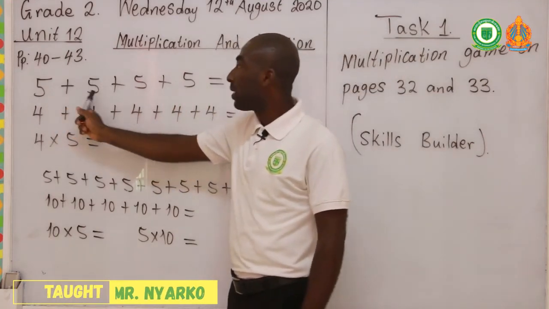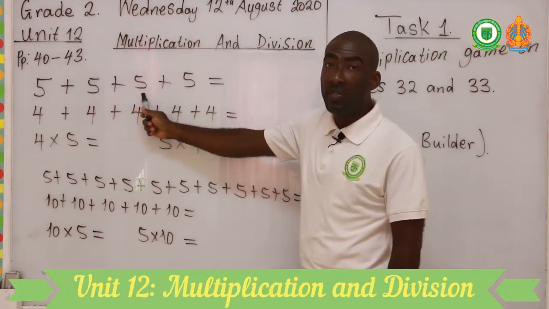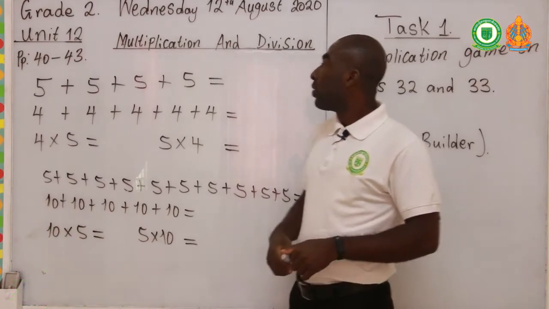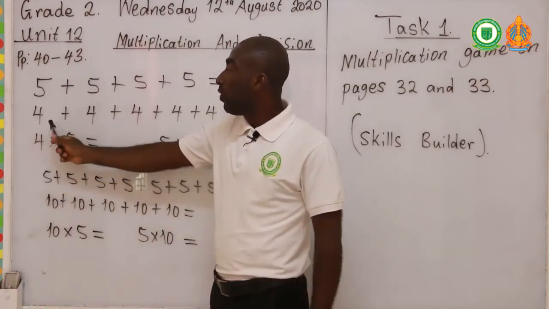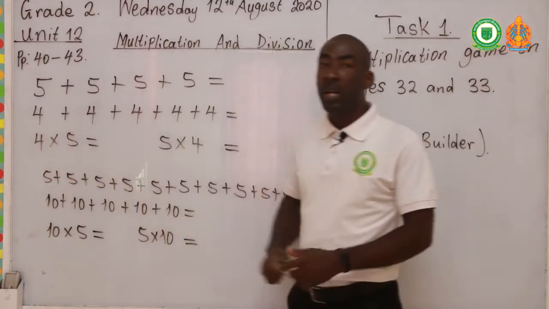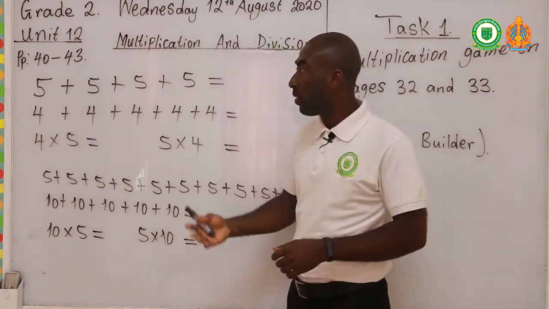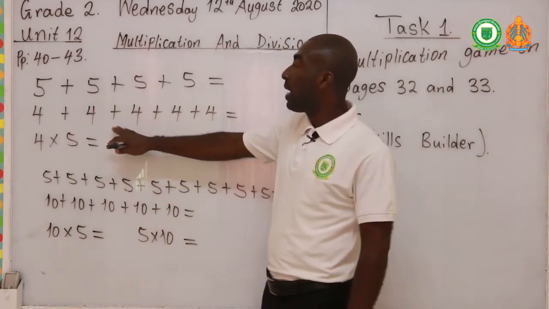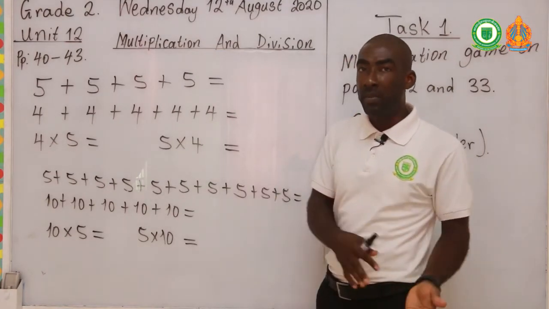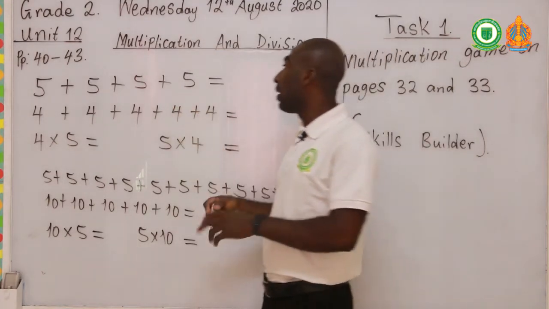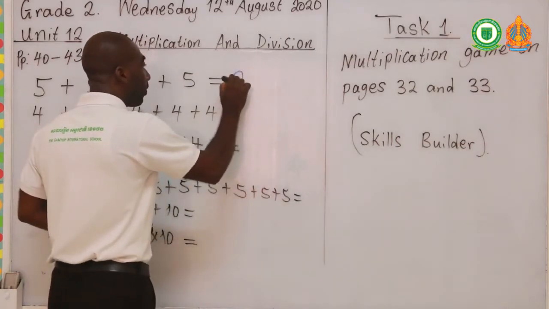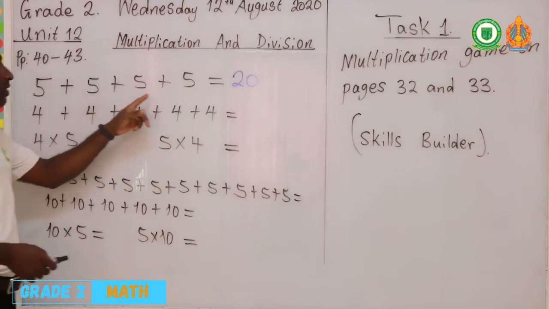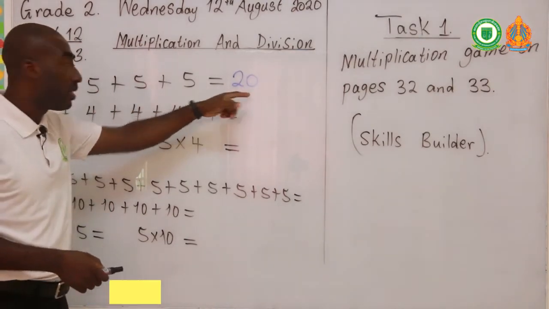So this plus this will give us 10, plus this will give us 15, and plus this will give us 20, okay? The same way, if you add 4 in 5 times, here we are adding 5 in 4 times, and here we are adding 4 in 5 times, okay? So the first one is going to give us 20, right? Because we have 5 plus 5 plus 5 plus 5. That will give us 20.